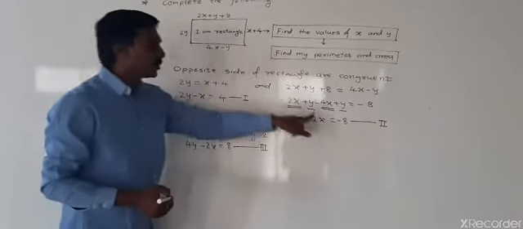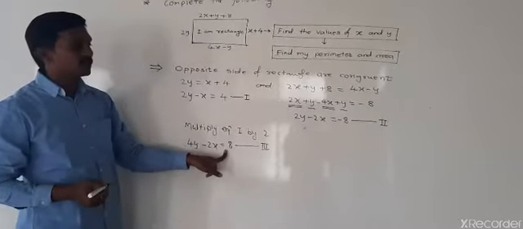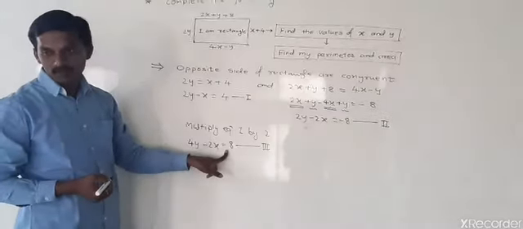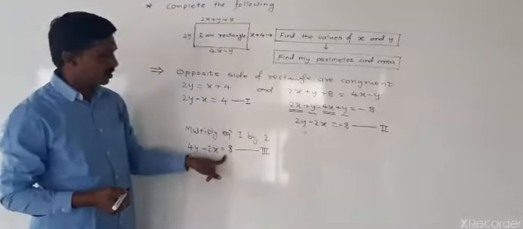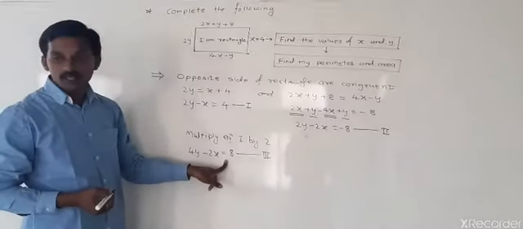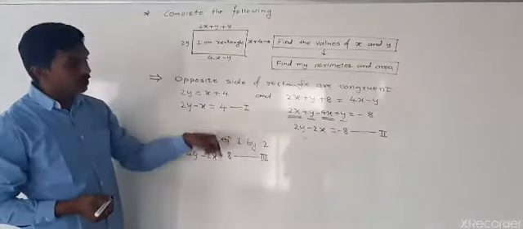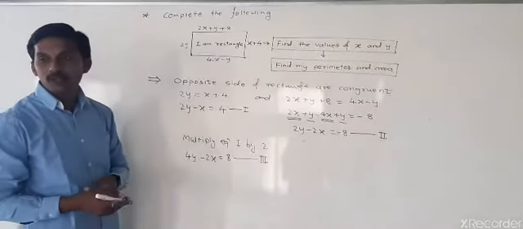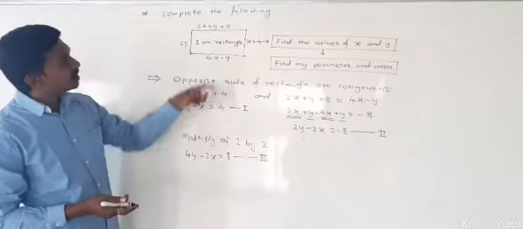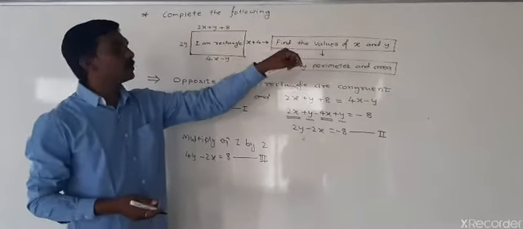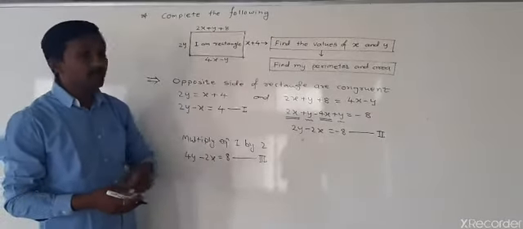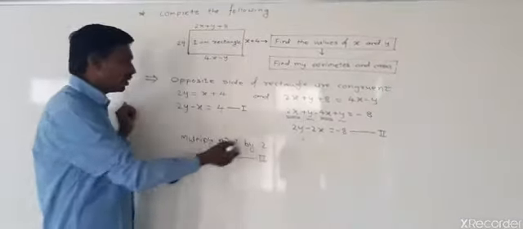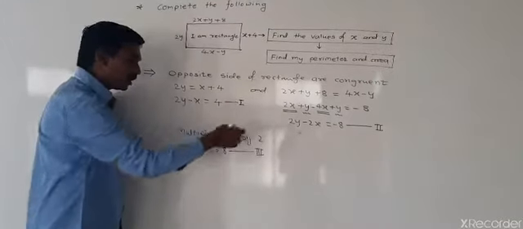Now in equation 2 and equation 3, the coefficients of x are equal. By subtracting equation 2 and 3, we will eliminate x and we will get the value of y. We have to find the values of x and y, and then we have to find the perimeter and area. So here we will eliminate x by subtracting equation 2 and 3.